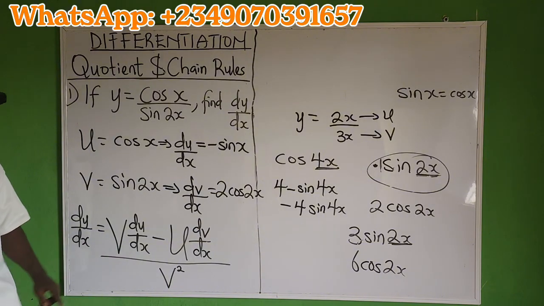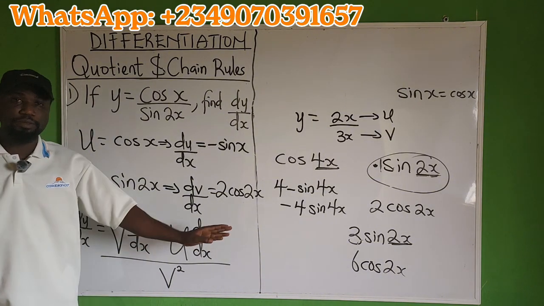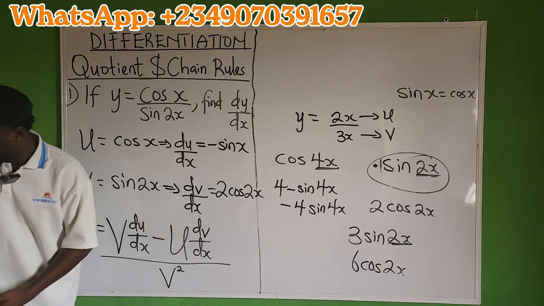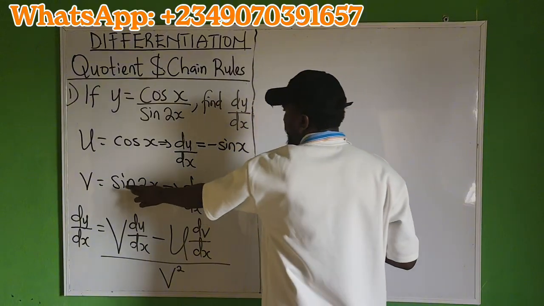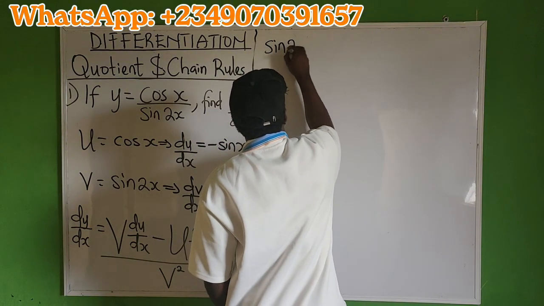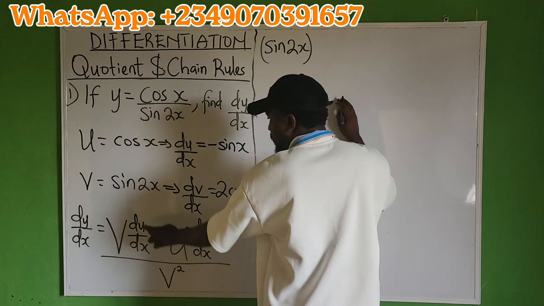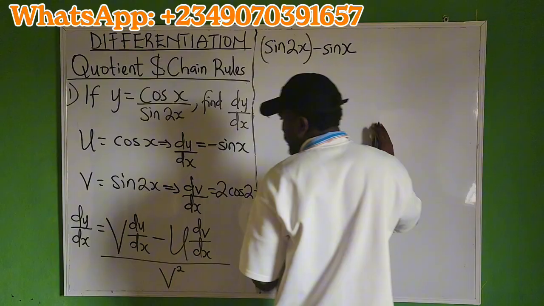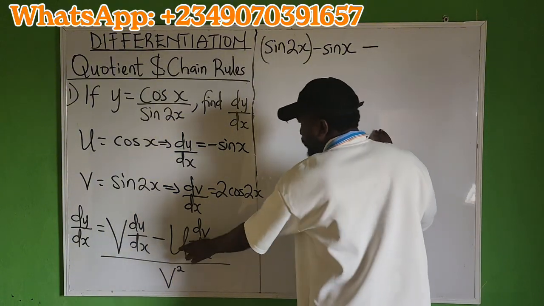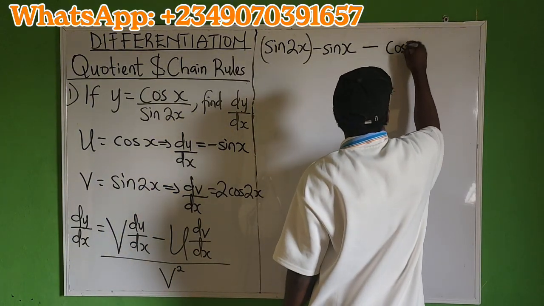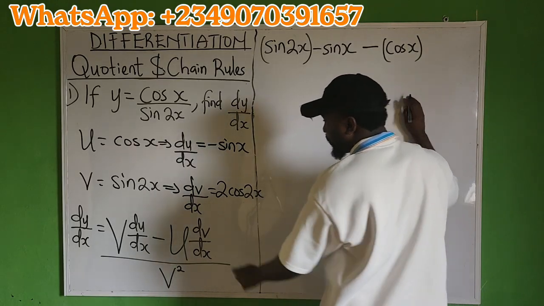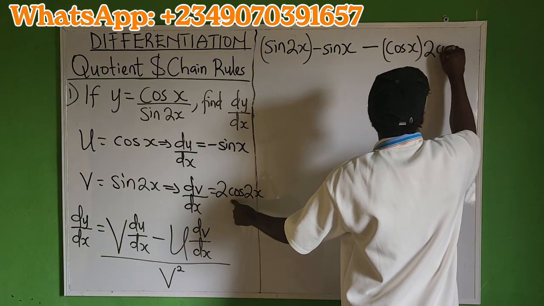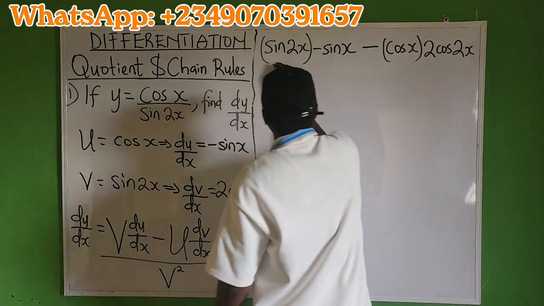V du over dx minus u dv over dx, then all divided by what? By v squared. So let's just input the values. So what is v? V is sine 2x. So we have sine 2x multiplied by what? du over dx is minus sine x. Minus sine x. Then minus, what is u? U is cos x. Cos x multiplied by, what is dv over dx? dv over dx is 2 cos 2x. So 2 cos 2x. I believe you are getting it.